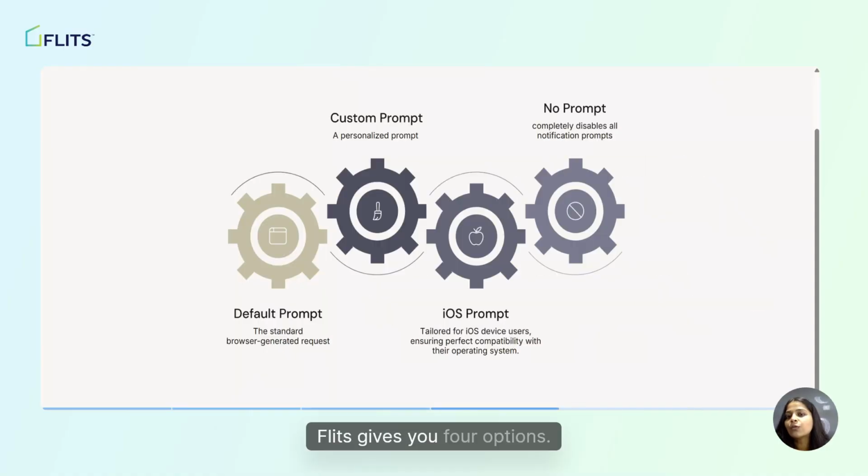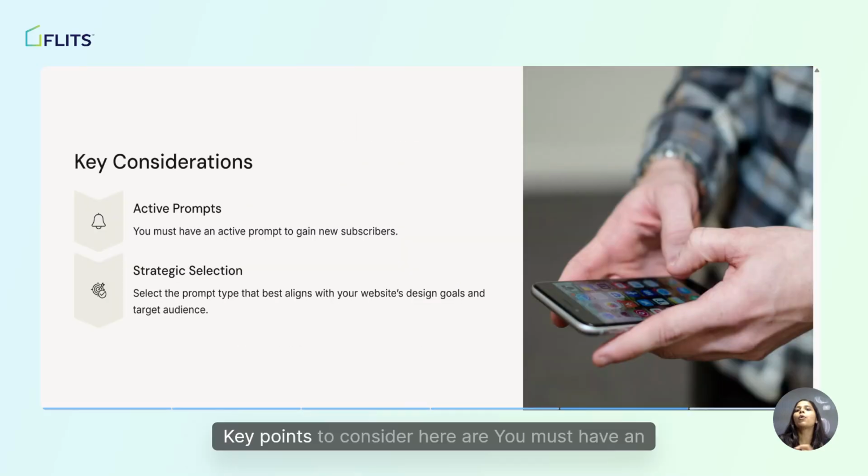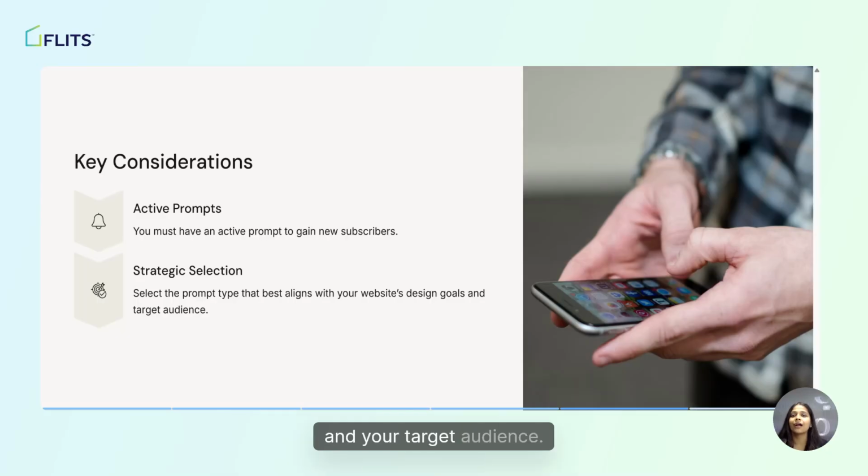Basically, Flitz gives you 4 options: default prompt, custom prompt, iOS prompt, and no prompt. An important point to note here is that the default prompt is the standard browser generated request that appears automatically. Now, due to browser restrictions, this cannot be customized and is not compatible with certain browsers. Key points to consider here are: you must have an active prompt to gain new subscribers. Second, select the type of prompt that best aligns with your website design goals and your target audience.